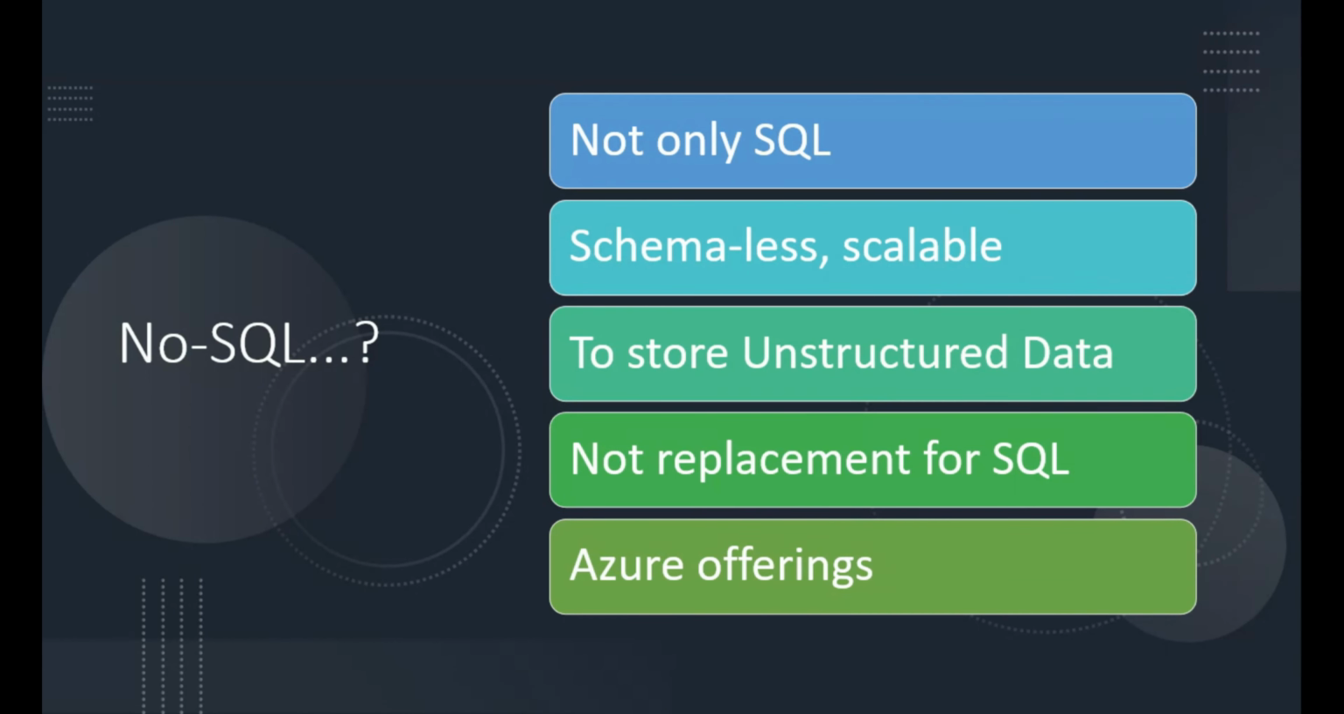The schema can change over time, and it's also scalable. There are two types of scalability: the schema is scalable, meaning we can scale it as we need, and also with respect to performance and infrastructure. It is meant for storing unstructured data, and we can also store semi-structured data as well. Even though it is meant for storing unstructured data, it doesn't mean that we completely replace SQL.